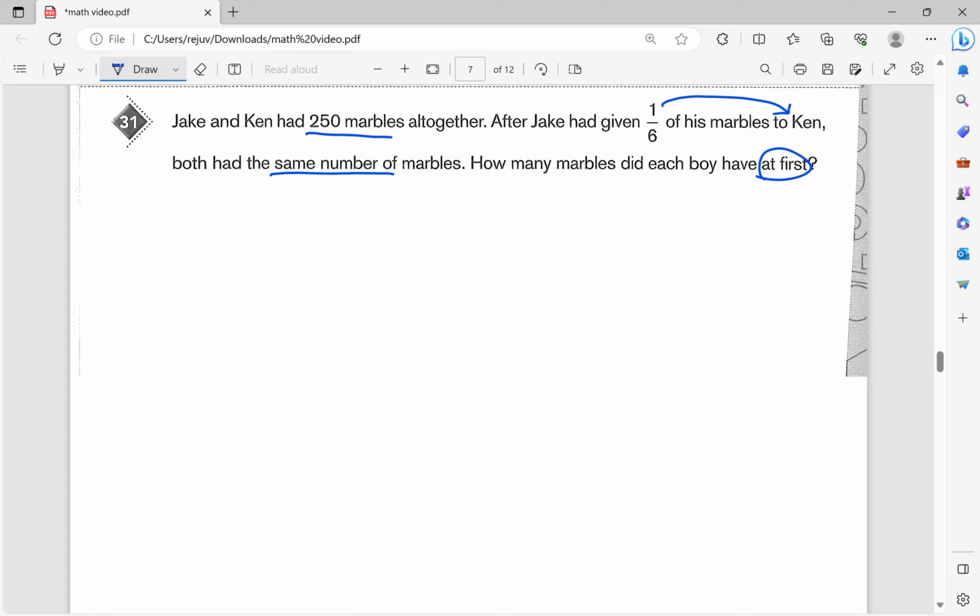From the question, 250 marbles represent the "at first" information. "After" represents the change involved, while "same number of marbles" represents "at the end".